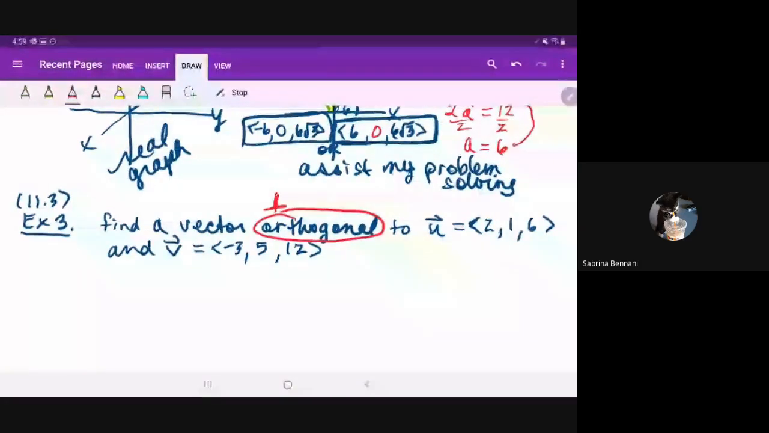And what's one thing you know about orthogonal? It doesn't answer this question, but what's one thing that you did with orthogonal the day before, and in chapter 6? Anybody? Orthogonal? Dot product is 0. So dot product is supposed to be 0. So I need a vector whose dot product is 0 with both of these.